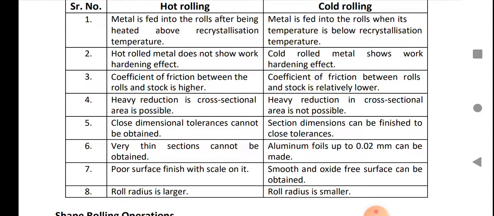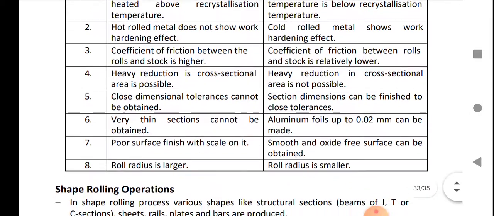In hot rolling, close dimensional tolerance cannot be obtained. In cold rolling, section dimension can be finished to close tolerance. In hot rolling, very thin sections cannot be obtained. In cold rolling, aluminum foil up to 0.02 mm can be made. Hot rolling gives poor surface finish with scale on it. Cold rolling gives a smooth and oxide free surface. In hot rolling, roll radius is larger, while in cold rolling roll radius is smaller.